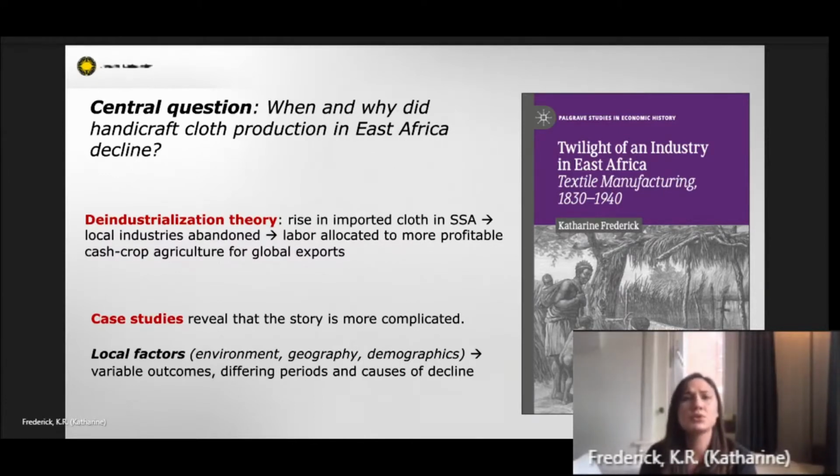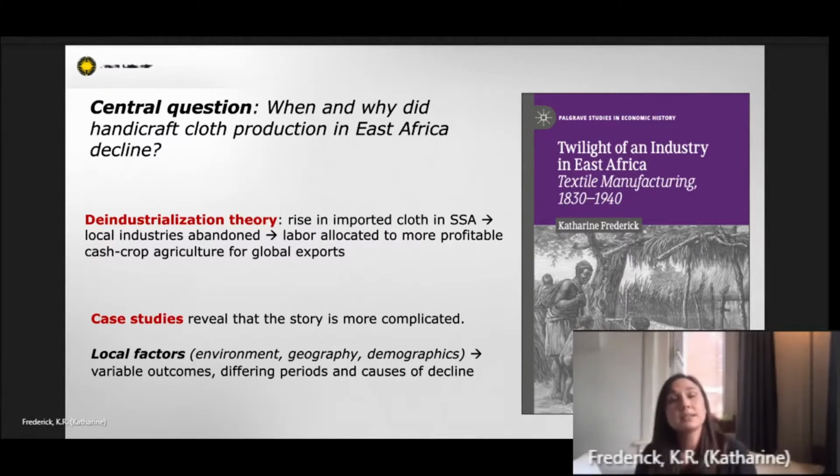Deindustrialization theorists generally assume that these textile industries in Africa disappear primarily as a result of a rise in cloth imports from industrialized countries like Europe, the United States, India. And the theory basically goes that competition from imported cloth during the 19th century essentially leads African textile producers to abandon that industry and instead turn their labor toward what is considered to be more profitable cash crop production to sell to global markets. So this is the sort of traditional story.